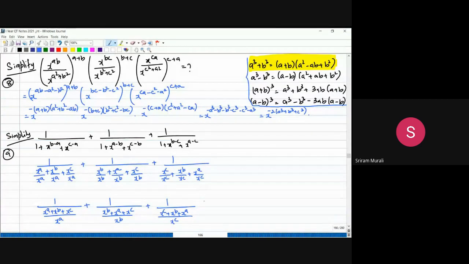If you reverse each and every term, here the LCM is x power a plus b plus c. Numerator will be x power b plus x power c. So these two terms get cancelled. Answer is 4. Have you all understood?